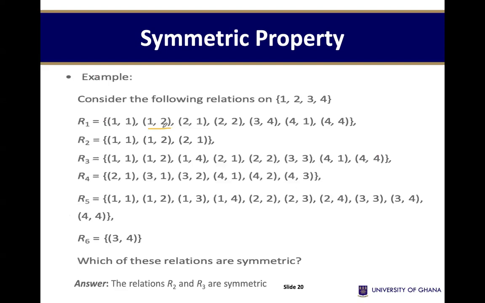So we come back here. We have 1 is related to 2. With this, I should also see a 2 related back to a 1. Now, if I go to 3 is related to 4, I should see 4 is related to 3. I don't see that. If I pick 4 is related to 1, I should see 1 is related to 4. I don't see that. So because of that, this cannot be symmetric.